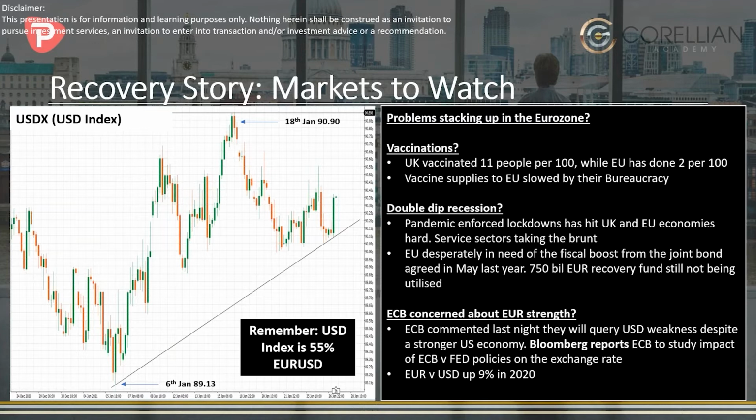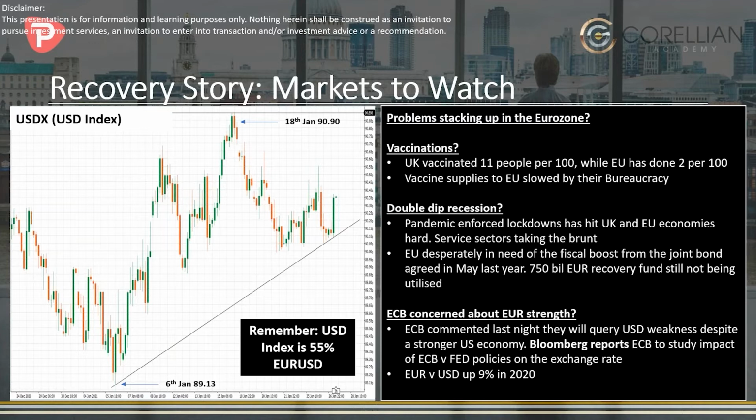But I think realistically, this just shows you that we've seen this bounce as yields have gone up, but also we're seeing a bit of a bounce today as we've got problems stacking up for the Eurozone. Now, in the Eurozone, we're seeing what can only be called a bit of a disaster with getting these vaccines out there. Whilst the UK has vaccinated about 11 people per 100, the EU has done 2. Not good enough.